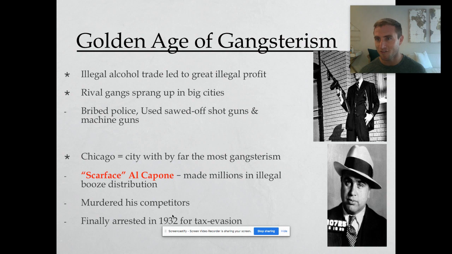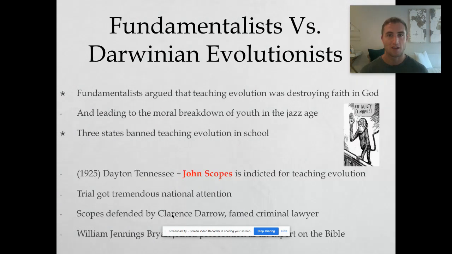And of course, the face of those gangster-related crimes was none other than Al Capone, aka Scarface, who made millions in the illegal alcohol trade and drug trade. Probably murdered close to 100 people, never caught for murder, never caught for illegal trade, arrested for tax evasion in 1932. Wow.